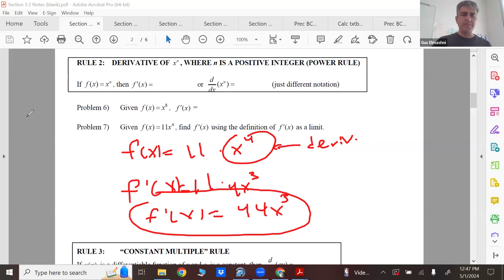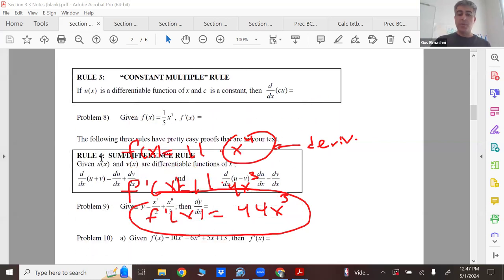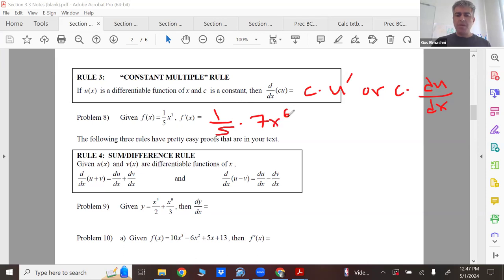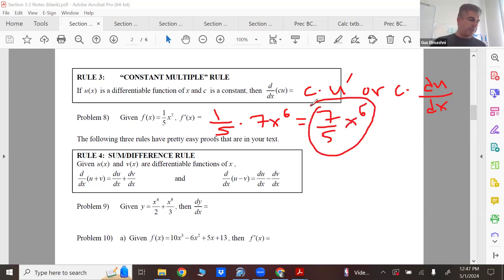Okay. So the constant multiple rule. Sometimes we'll use the letter u. I don't know why. Sometimes we just do. The constant multiple rule is just this. u prime, du/dx, tomato, tomato. Doesn't matter. Same thing. So here. There you go. So simple, right? Not that hard.